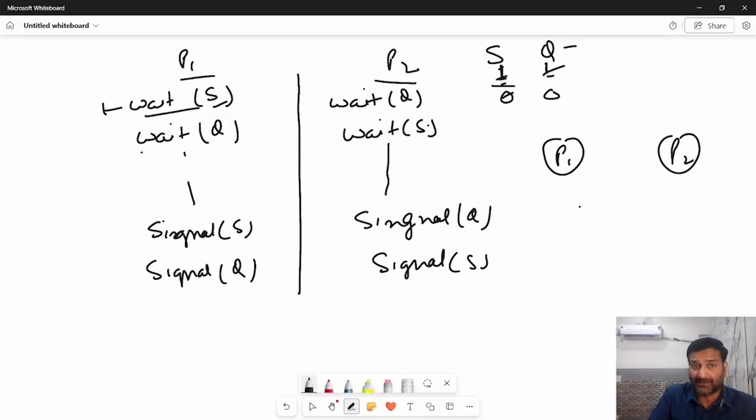So it will not be allowed. So now what happens? P1 has acquired the resource S, and at the same time P2 has acquired resource Q. Now the situation is that, if you look at the overall observation, these two are conflicting and these two are conflicting. So what happened?